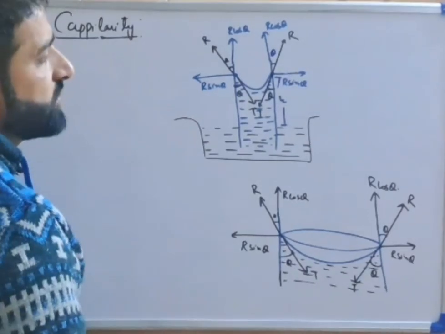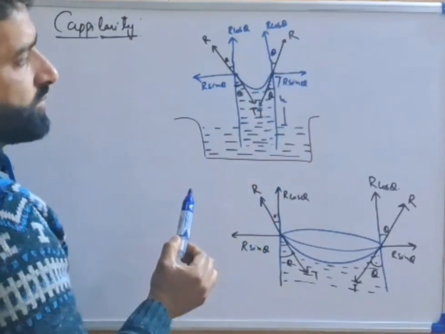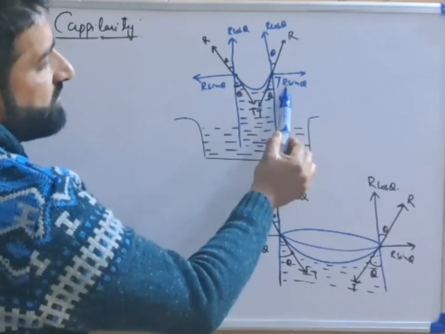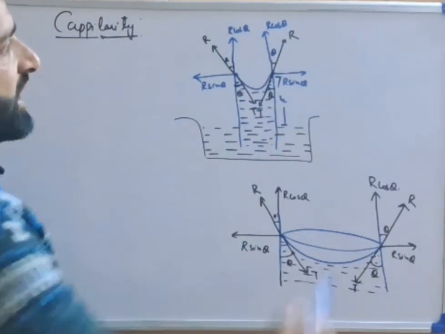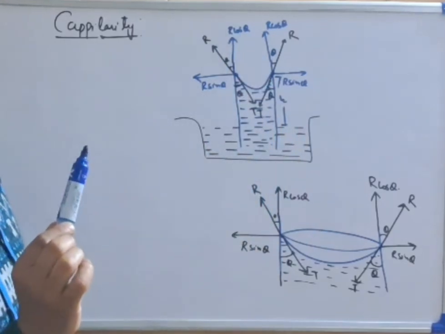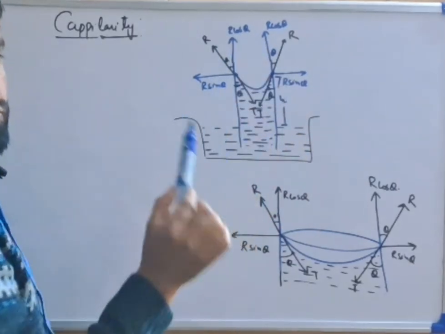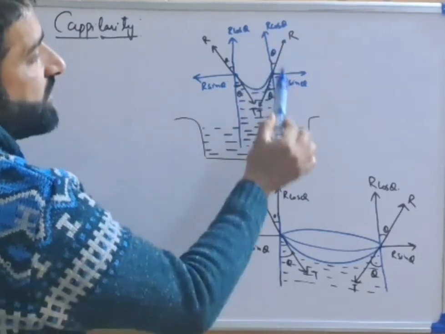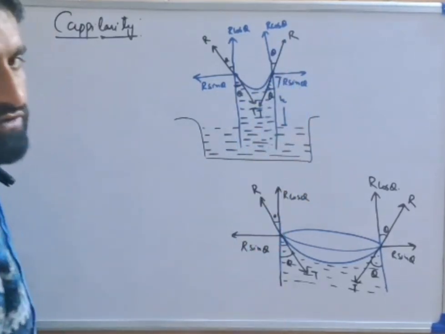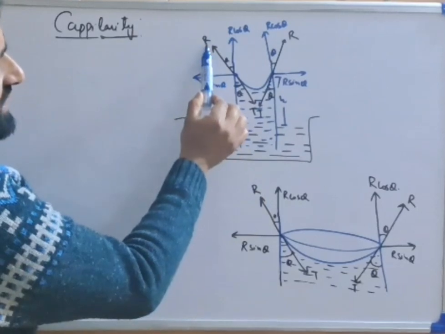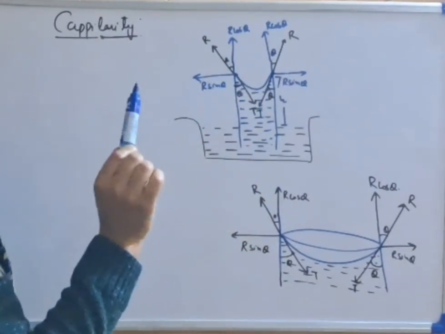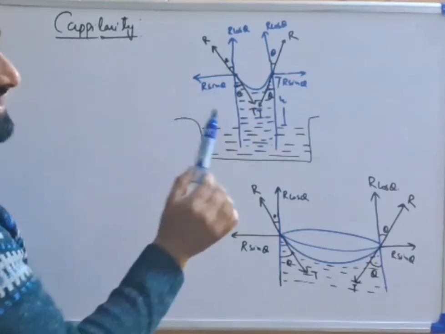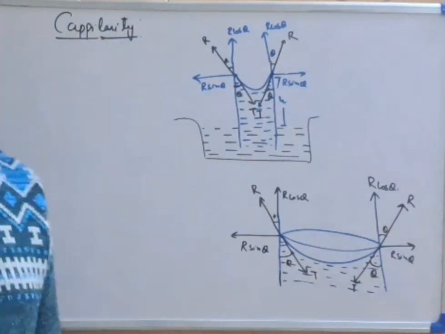When we resolve this R into components, we have R sin theta along the horizontal, and R cos theta along the vertical. Similarly, this R has two components, R cos theta and R sin theta: R cos theta along the vertical, and R sin theta along the horizontal.